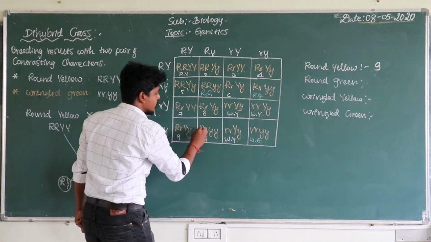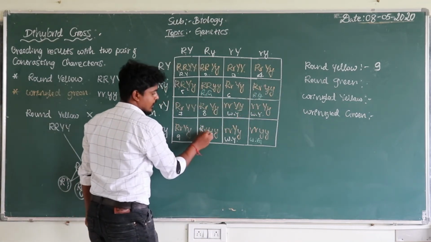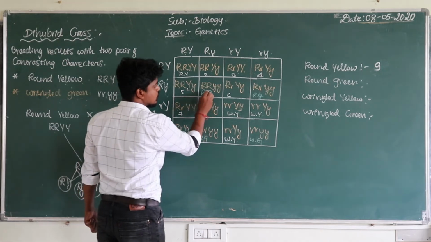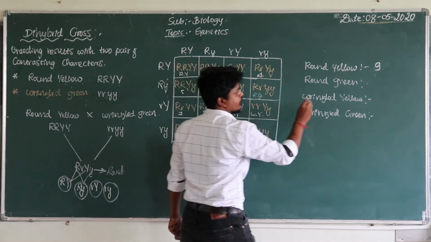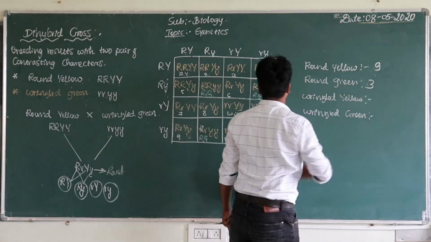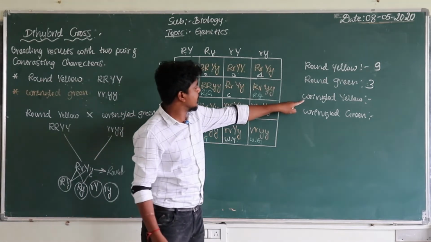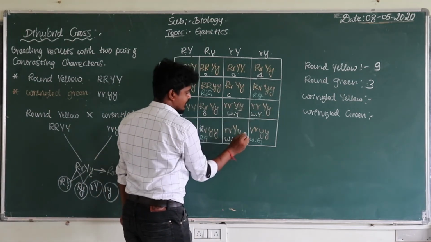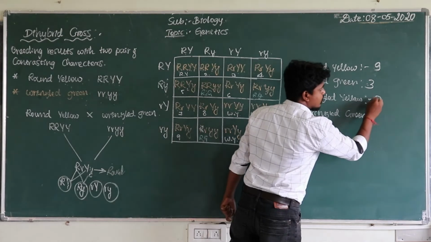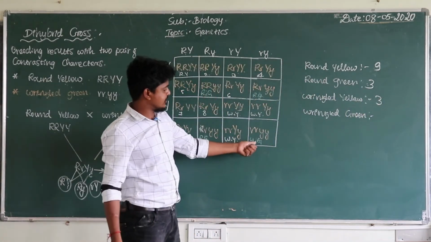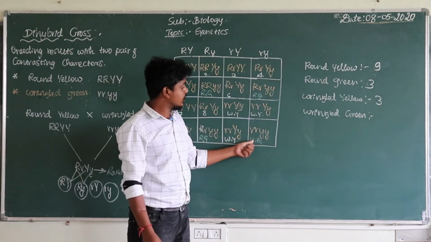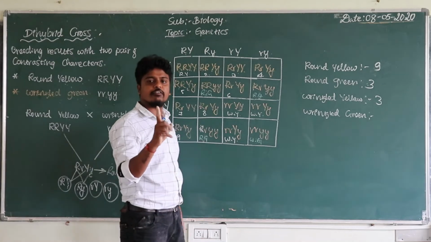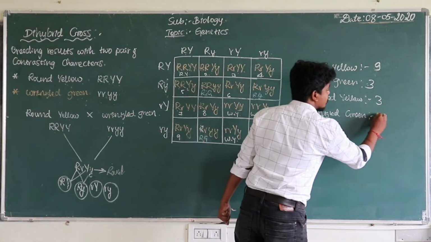The round green, have a look at this one, capital R and small y. Round green: 1, 2 and 3. 3 round green. The next one, wrinkled yellow: 1, 2 and 3. Wrinkled yellow, there will be 3. And last, only one wrinkled green. The only one characteristic of the wrinkled green.